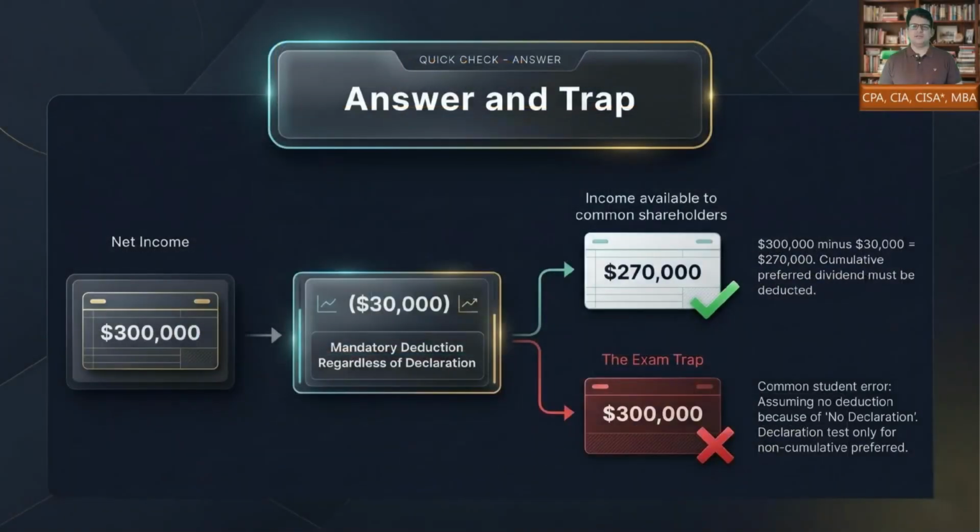The correct numerator is $270,000. We start with net income of $300,000 and subtract the $30,000 current period cumulative preferred dividend. The trap is writing $300,000 simply because the dividend was not declared. That declaration logic applies to non-cumulative preferred stock, not cumulative preferred stock.